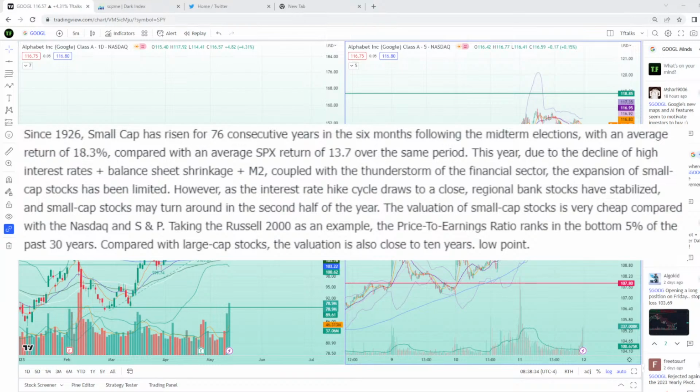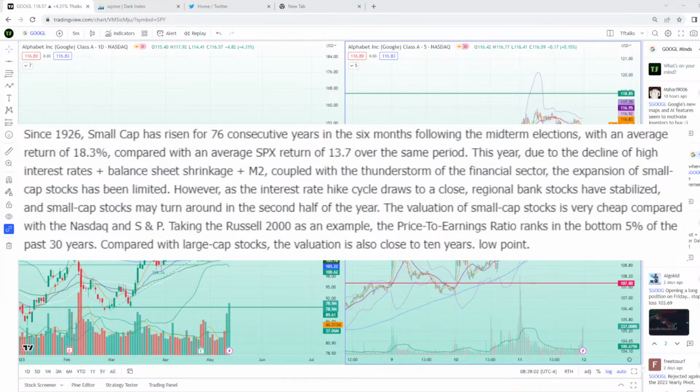But this year is a little bit different, because we are in an interest rate hike period, and also in balance sheet shrinking, and also the M2. The Federal Reserve decreased the M2. And also some financial sectors, the regional banks, gave some black swans.